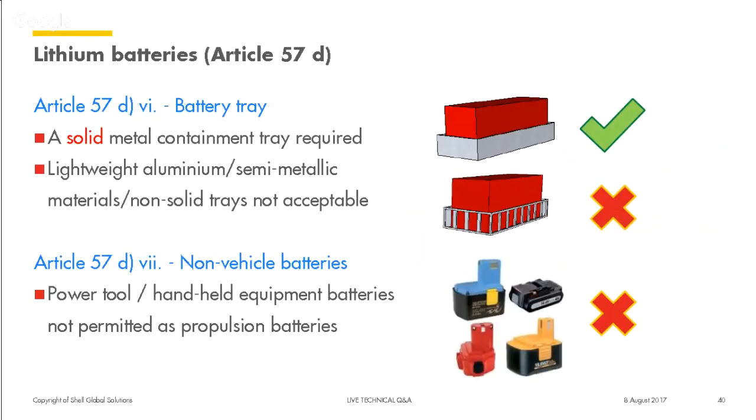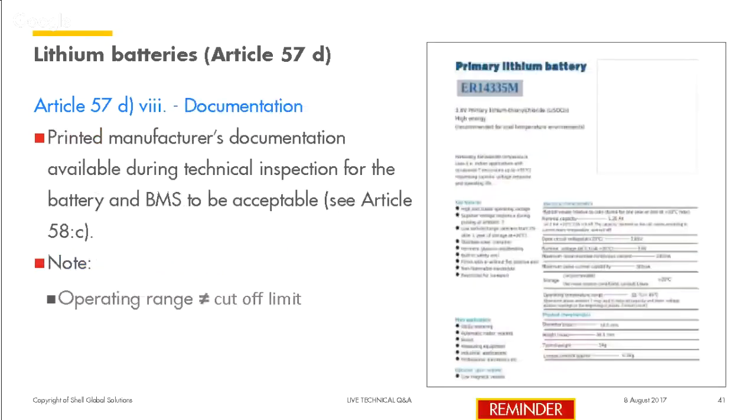This slide is about the battery tray. The battery tray must be solid and must be able to contain any spillage or loss of containment. So no cages or anything. We need a solid battery tray. And the next is about non-vehicle batteries. Please do not use power tool or handheld equipment batteries. That's not allowed.